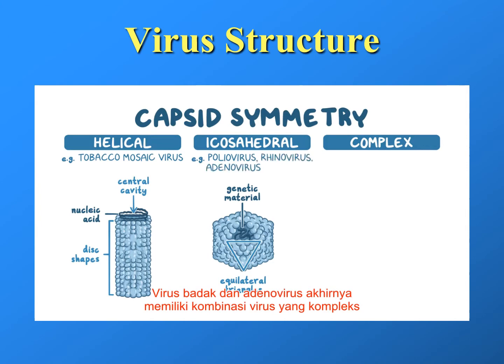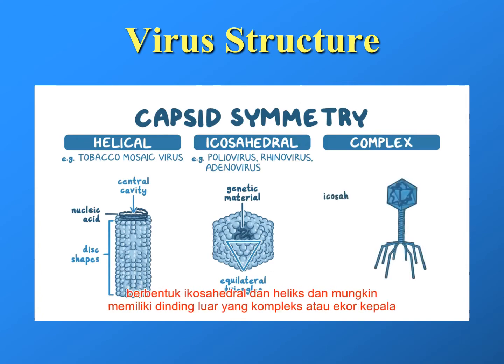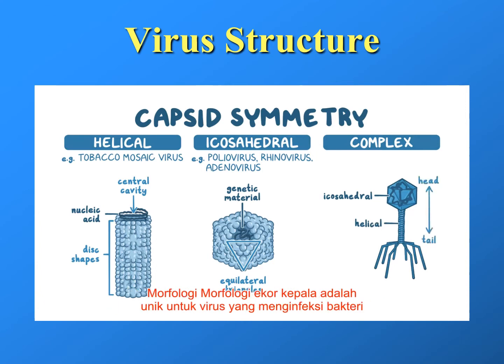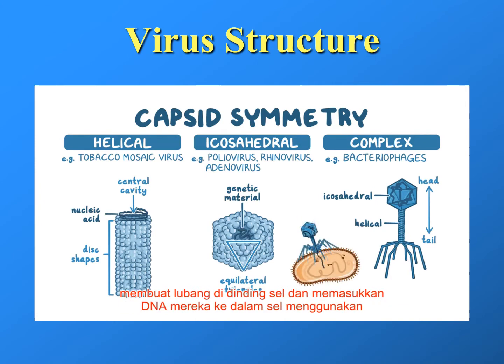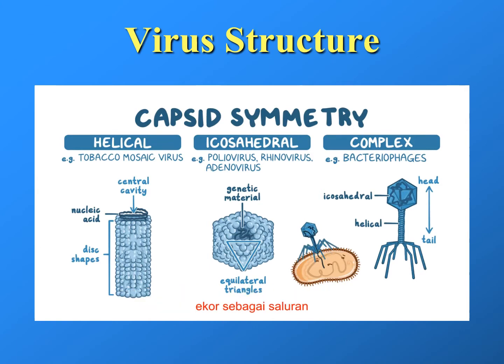Finally, the complex viruses have a combination of icosahedral and helical shape, and may have a complex outer wall or head-tail morphology. The head-tail morphology is unique to viruses that infect bacteria, called bacteriophages, and they have an icosahedral-shaped head and a helical-shaped tail. These viruses use their tail to attach to the bacterium, and then they create a hole in the cell wall and insert their DNA into the cell using the tail as a channel.